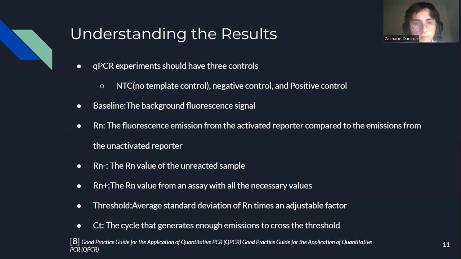There's a baseline, which is basically the background fluorescent signal. Rn is the fluorescent emission from the activated reporter compared to the emissions from the unactivated reporter. The Rn negative is the Rn value from the unreacted sample, and Rn positive is the Rn value from an assay with all the necessary things to have PCR go. Then you have a threshold, the average standard deviation of Rn times an adjustable factor. CT is basically the cycle that generates enough emissions to cross the threshold.